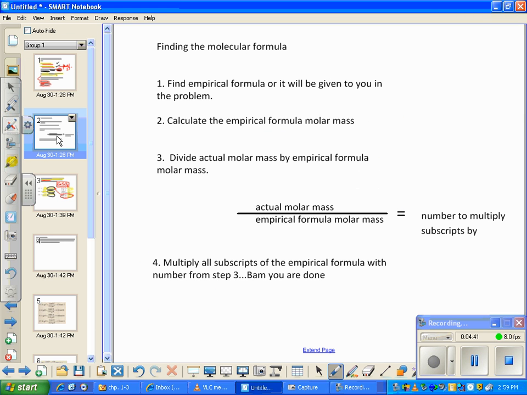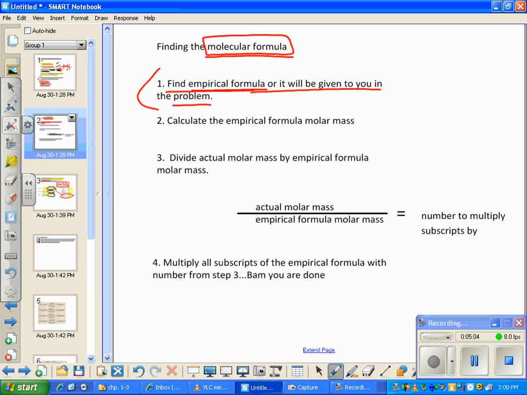Next type of formula you have to figure out is a very similar process. Actually, it's an add-on to the process we just reviewed. Step number 1, if you notice, to find a molecular formula, and the definition of a molecular formula is the actual formula of how a compound exists in nature. So the first step to finding a molecular formula is to find the empirical formula.